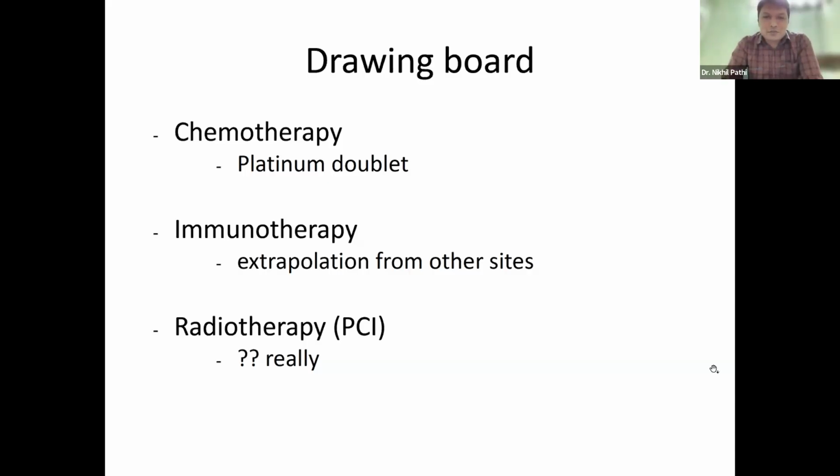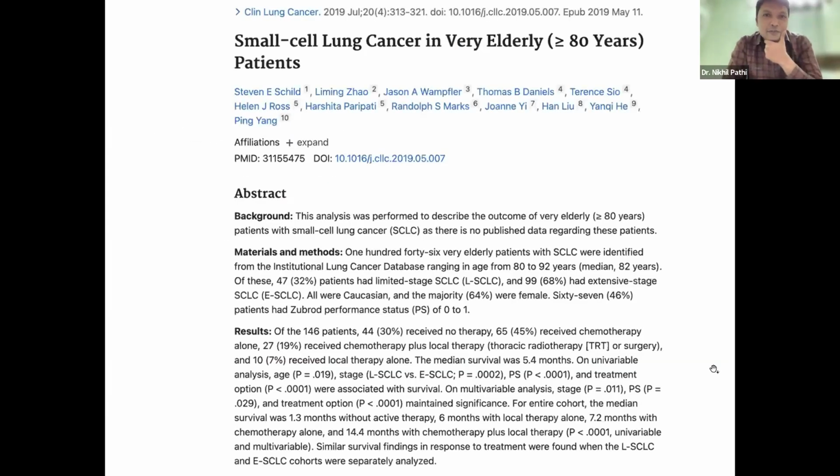For the first question, I thought I'll review some literature, and I found this interesting article which looked into small cell lung cancer patients who were more than 80 years of age. This was, however, a retrospective analysis. 146 patients were analyzed. The median age was 80 years. This included both limited and advanced stage disease. About 30% did not receive any therapy, about 45% received some chemotherapy, and only about 20% received combined modality therapy.